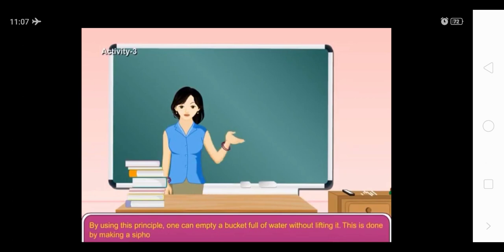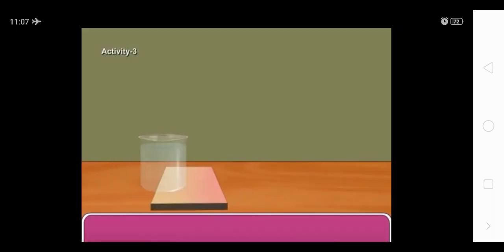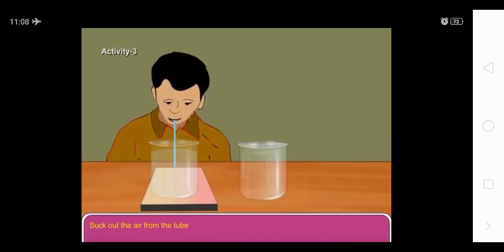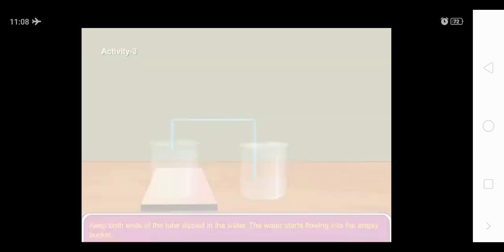This is done by making a siphon. Take a glass tube with two bends. Now take a bucket full of water and keep it at a higher place. Take another empty bucket and keep it at a lower place. Now place the shorter arm of the tube in the water-filled bucket and the longer arm of the tube in the empty bucket. Suck out the air from the tube and fill it with water. Keep both ends of the tube dipped in the water. The water starts flowing into the empty bucket.